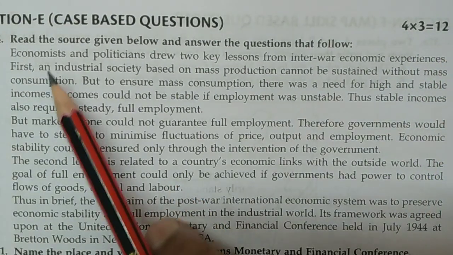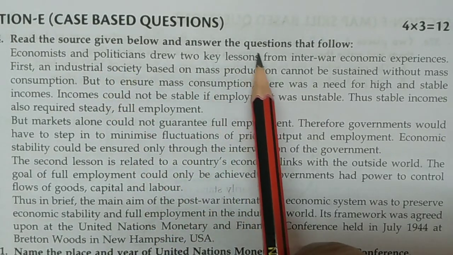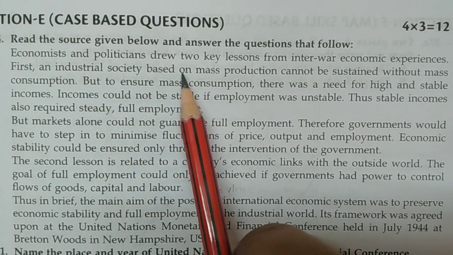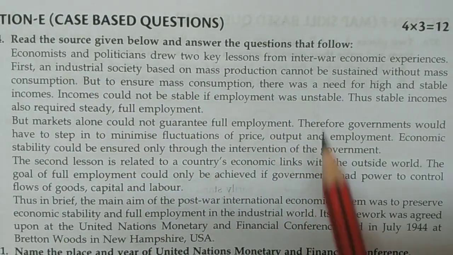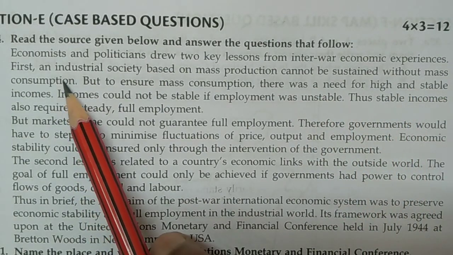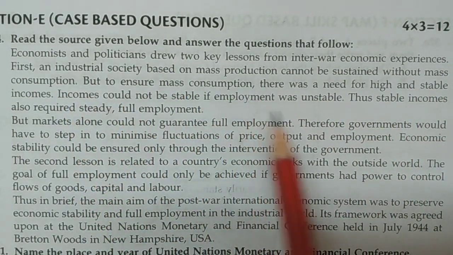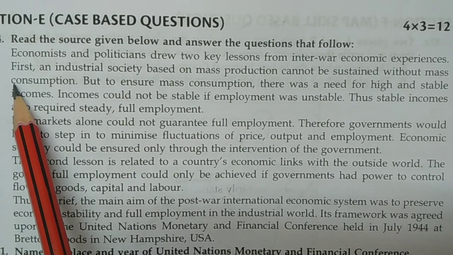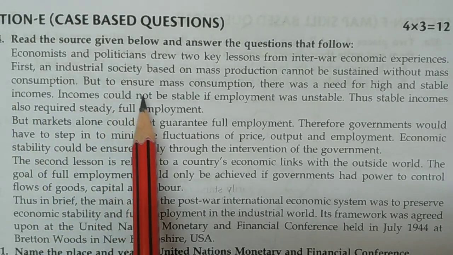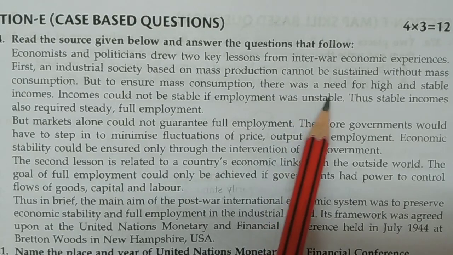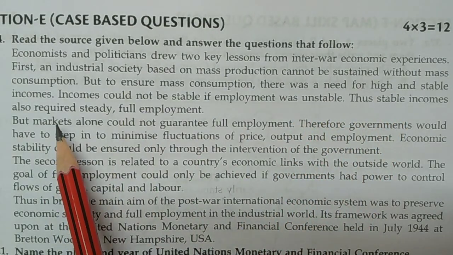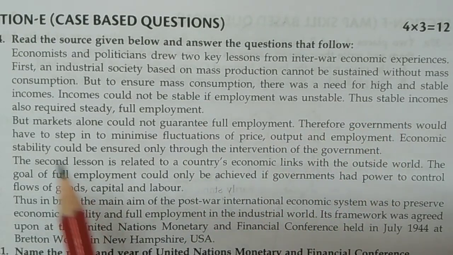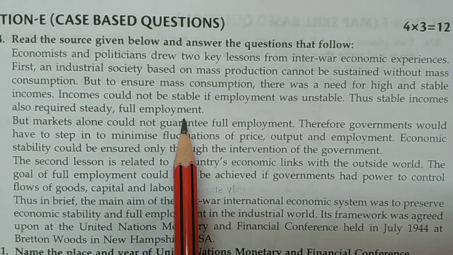Now it is given: read the source given below and answer the questions that follow. Economists and politicians drew two key lessons from the interwar economic experiences. First, an industrial society based on mass production cannot be sustained without mass consumption, but to ensure mass consumption, there was a need for high and stable incomes. Incomes could not be stable if employment was unstable. Thus, stable incomes also require steady, full employment.